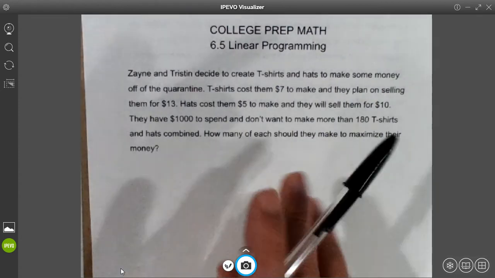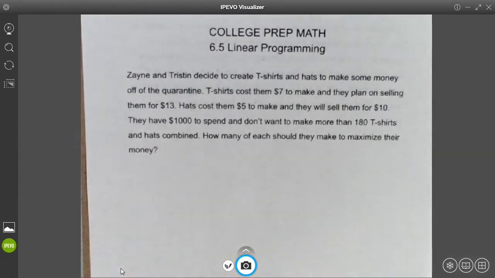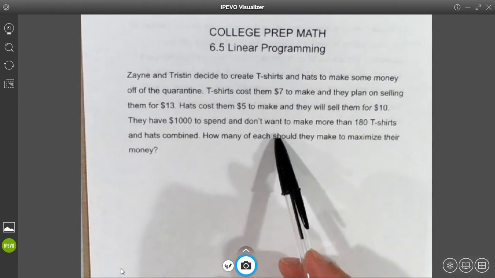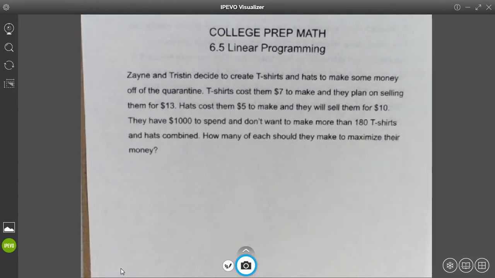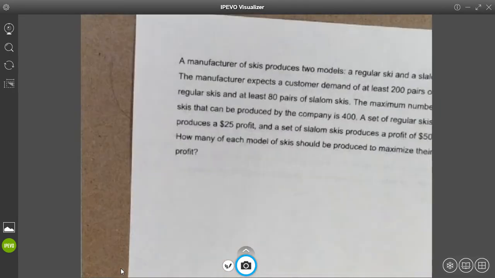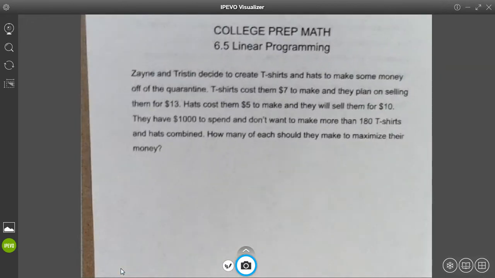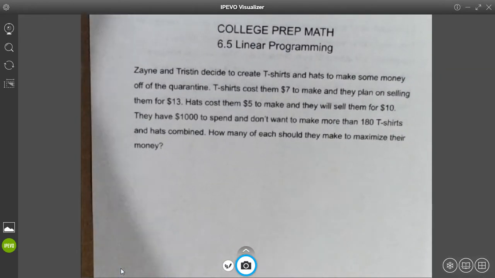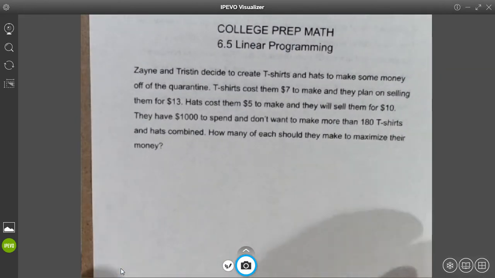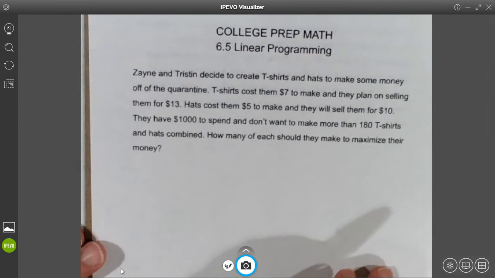So what I want to look at is this idea of linear programming, and it applies the graphing inequalities that we've been looking at. We're going to do one of these together. You're going to get a copy of this worksheet, and we're going to go through this one together. There's one on the back that you're going to do on your own, but you're going to be completing this on Desmos, and I'll have a link for you on this assignment.